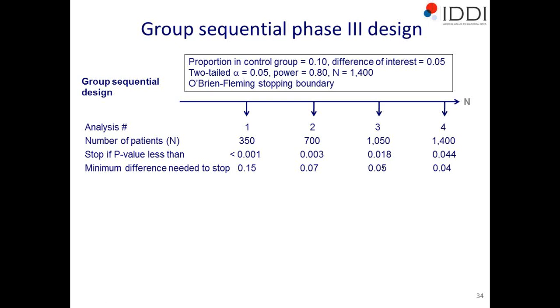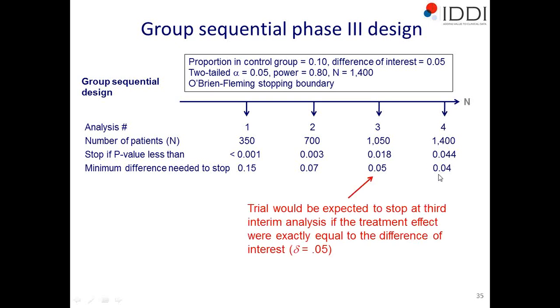Of course, we hope for better than 5%, but if the difference was, as we think, 5%, we would stop after 1,000 patients or so. And then if we didn't stop there, we would go to the final analysis, and we would then be able to detect a 4% difference. Now, the trial, as I said, would stop at the third interim analysis if the difference was what we expect it to be.